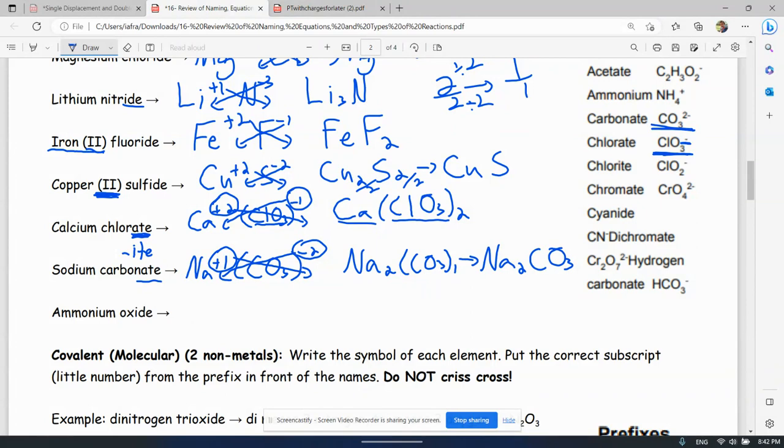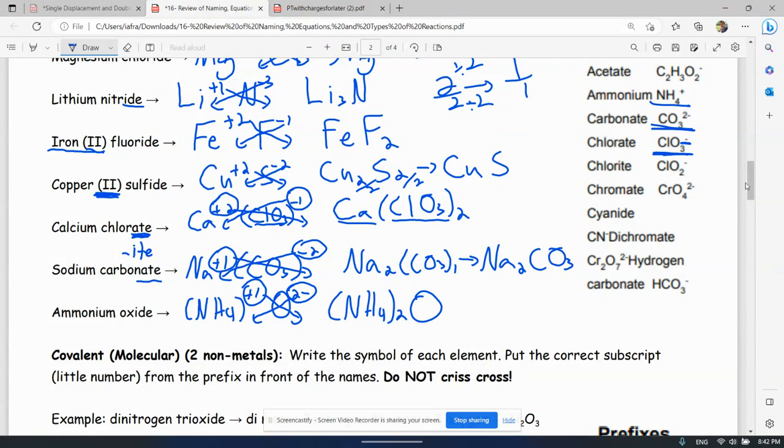Let's do the last example here, ammonium oxide. Ammonium is a polyatomic ion, NH4 plus, so let's put that in brackets, NH4, plus 1. Oxide is 2 minus, or minus 2. Circle the 2, circle the 1, bring the 1 down here, the 2 down here, and we have (NH4)2O, ammonium oxide.